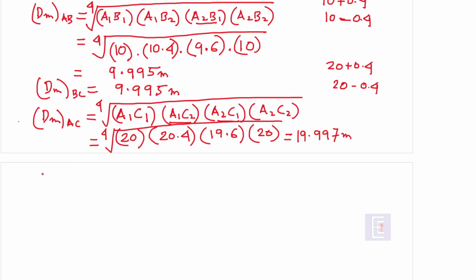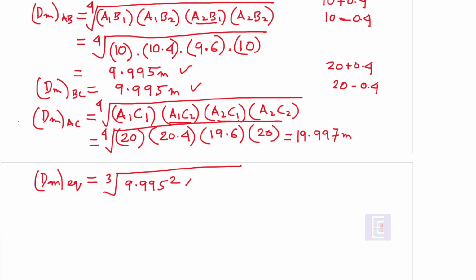Now we can calculate the equivalent mutual distance. We have three terms, so we have to take the cube root. We have 9.995 twice, so you should take the square for these two terms, and lastly we have 19.997. That comes out to be 12.59 meter.